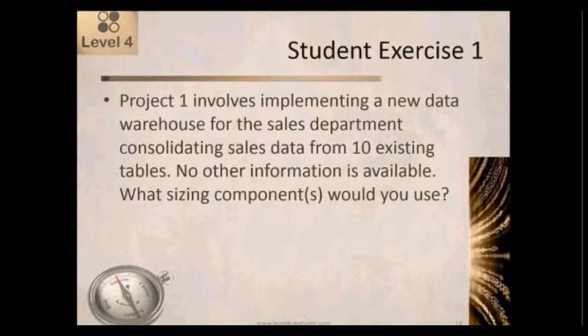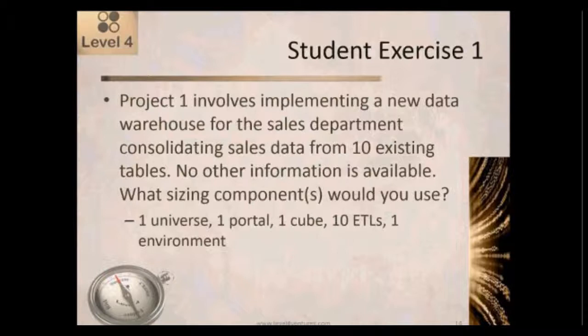Okay. So when we don't know, remember, as estimators, our job is not to just look at the information, but our job as estimators is also to make educated guesses. So in this case, what I would say is we would make an educated guess that we will end up with one universe, because it's the sales department, that will have one portal, because they'll want some way to access that data, with the user interaction.